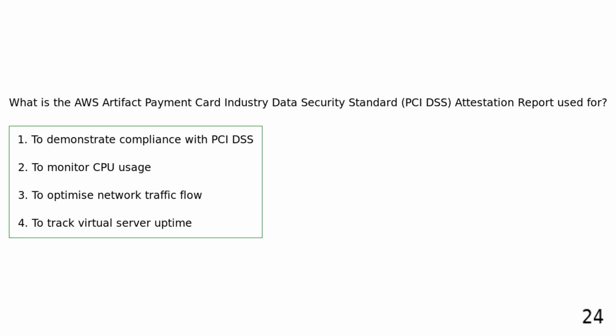What is the AWS Artifact Payment Card Industry Data Security Standard Attestation Report used for? To demonstrate compliance with PCI DSS. To monitor CPU usage. To optimize network traffic flow. To track virtual server uptime.